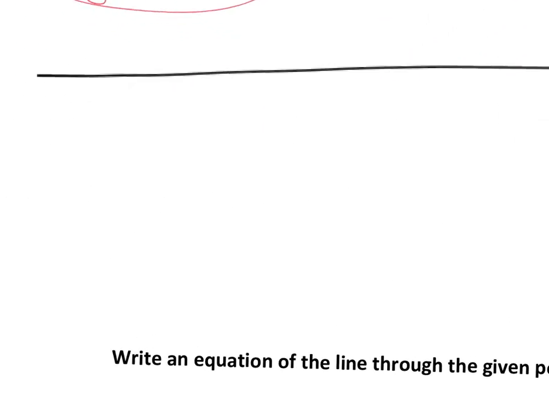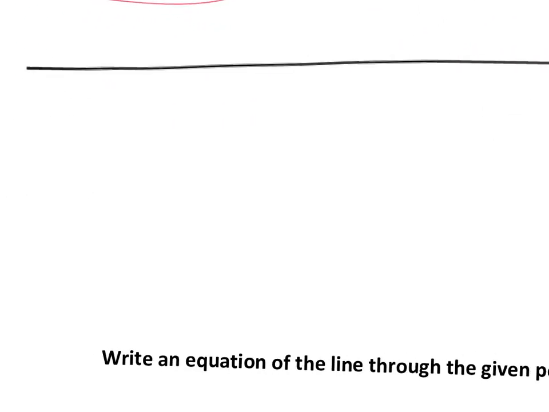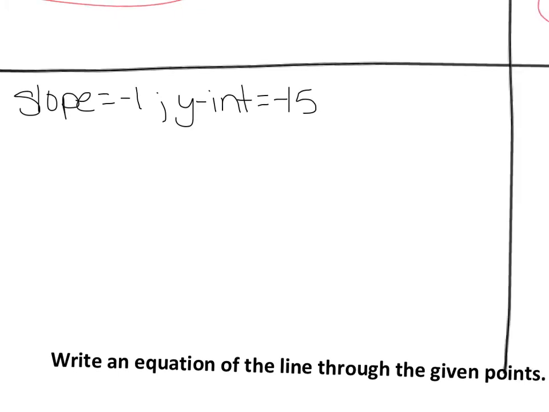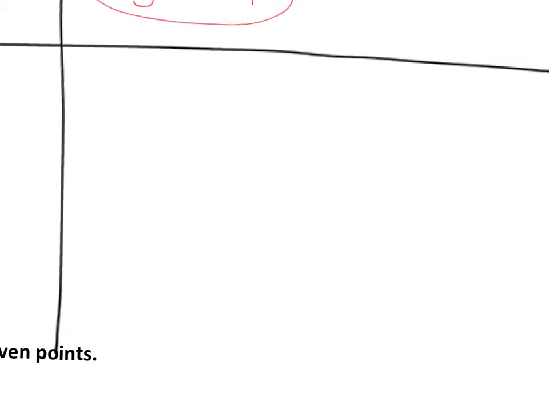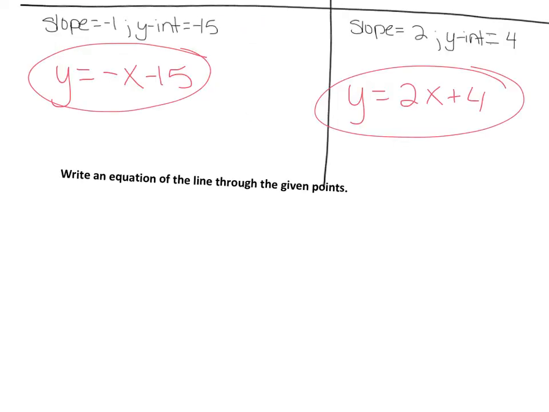Okay, I want you to try the last two on your own. Write me the equation of the line that has a slope of -1, a y-intercept of -15, and then over here I want you to write an equation of the line that has the slope of 2 and the y-intercept of 4. So go ahead and pause the video and write me those two equations of the line. Okay, hopefully you got y equals -x minus 15 and y equals 2x plus 4.